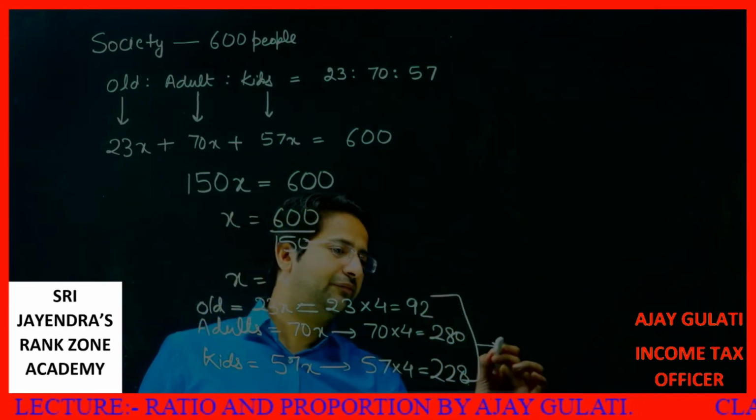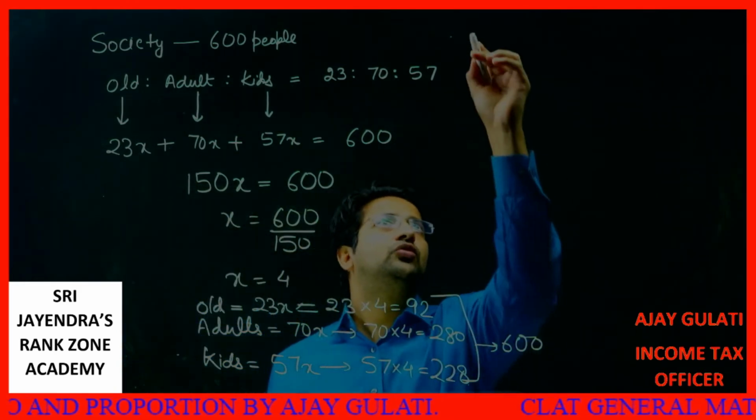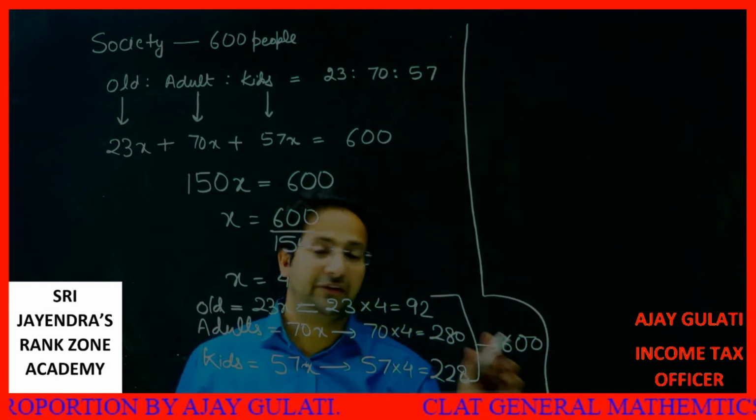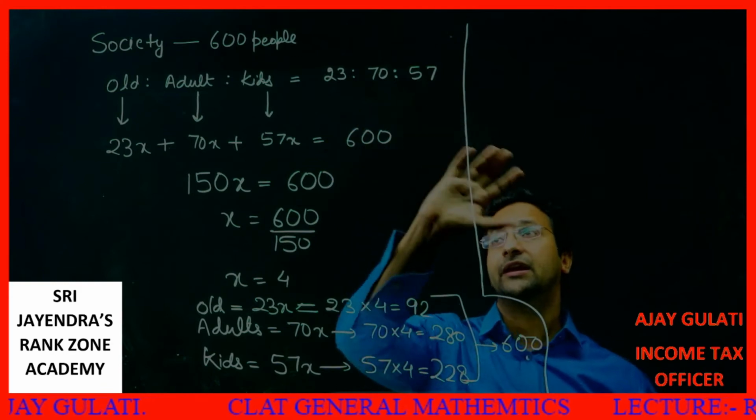What will be the sum? The sum will be 600. This is one way. The other way, students, I'd prefer you adopt the second way, which I'll be telling now. Since you have understood the basics, let's move to the second method.